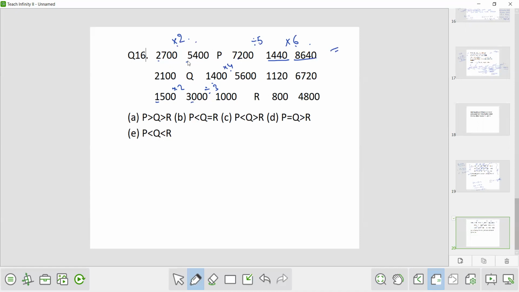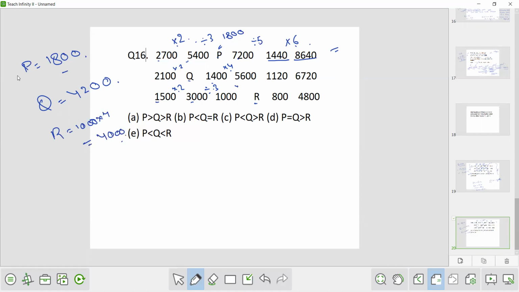So what will be P? So 5400 divided by 3 will be P, that is P will be 1800. So P you calculated as 1800. Now what will be Q? Q will be into 2. 2100 into 2 will be 4200. Q you calculated to be 4200. Now what is R? So R is into 2, divided by 3, into 4. So R will be 1000 into 4, that is 4000.